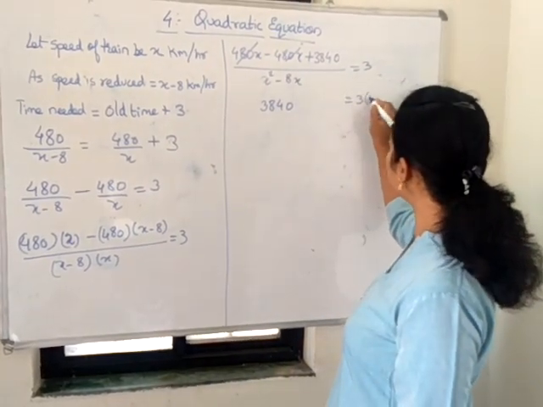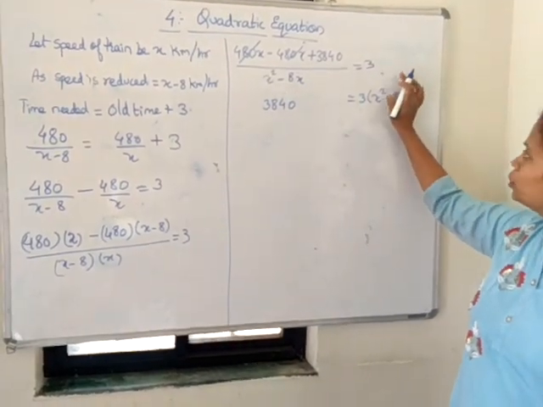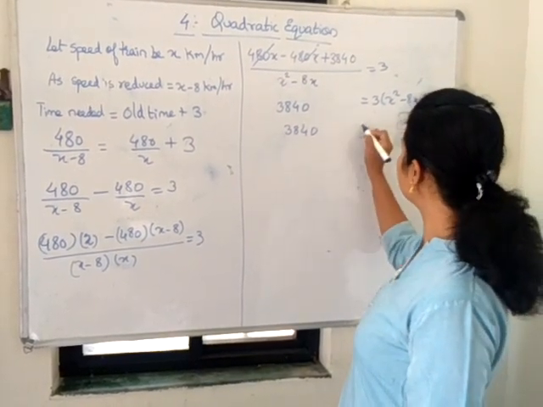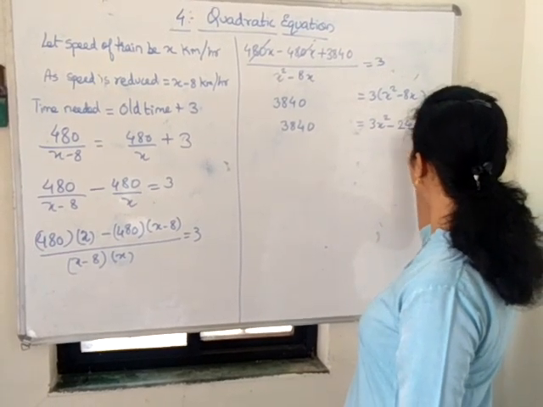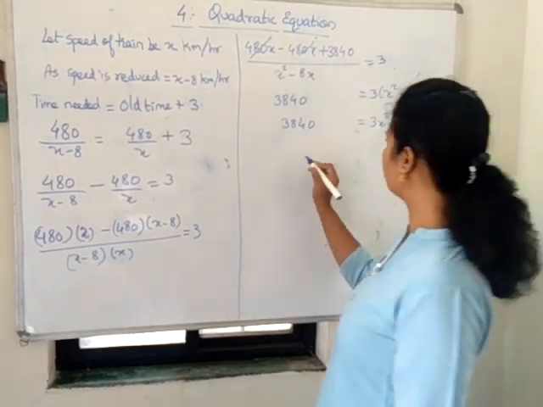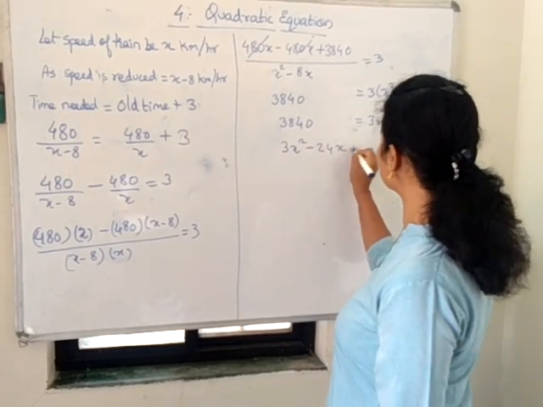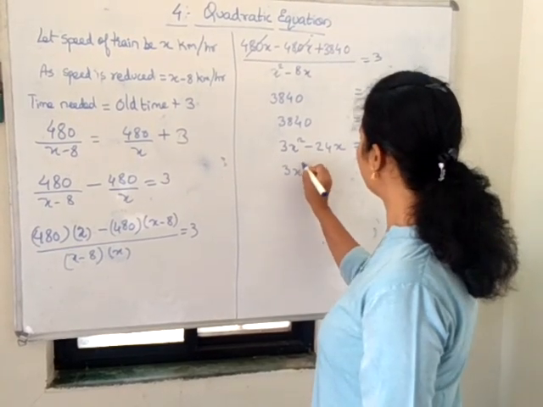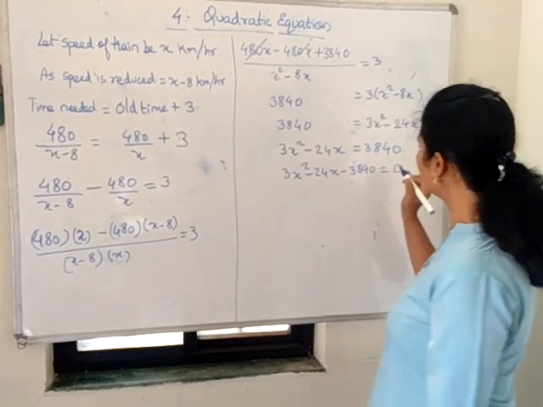3840 is equal to 3 bracket x square minus 8x. I have shifted the denominator to the right hand side, so it will be multiplication. So 3840 is equal to 3x square minus 24x. Okay, now I flip the sides. 3x square minus 24x is equal to 3840. So 3x square minus 24x minus 3840 is equal to 0.